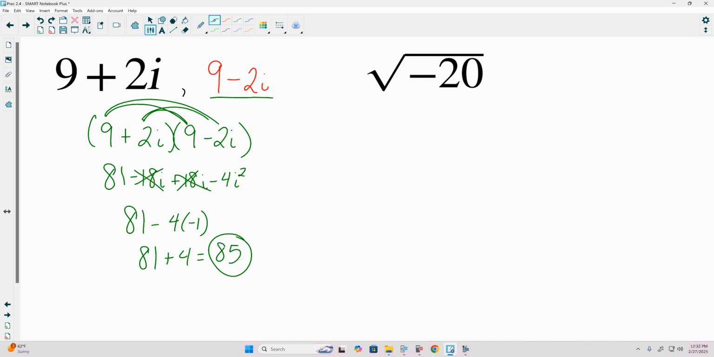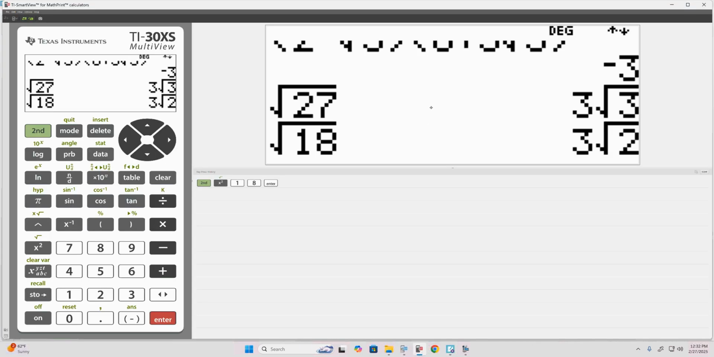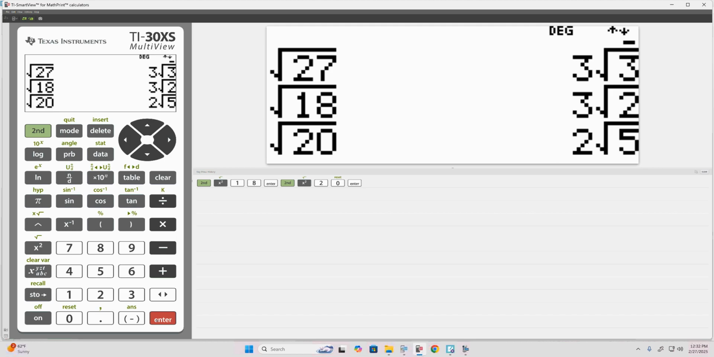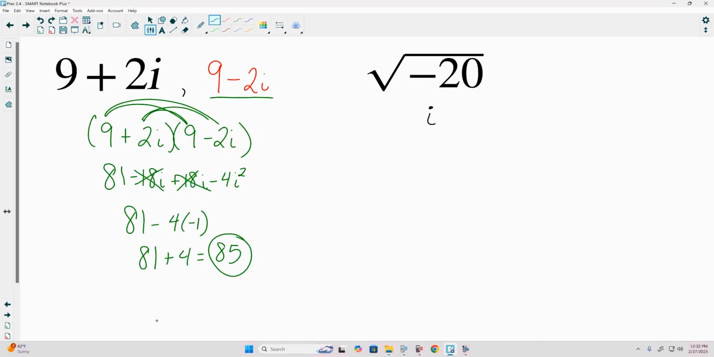Now for the other example here, we've got the square root of negative 20, so we can't just start by flipping the sign. We actually have to simplify this first. Now we know the negative is going to come out as i, leaving us with the square root of 20. And the square root of 20 is 2 square root of 5. So in simplified terms, the square root of negative 20 is 2i square root of 5. This also means that its complex conjugate is negative 2i square root of 5, because we're switching the sign in front of i.